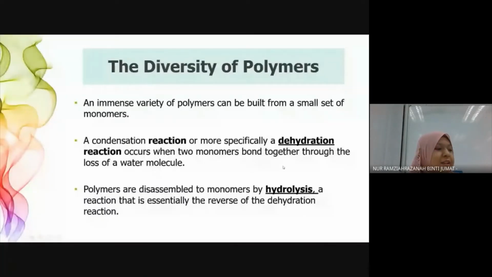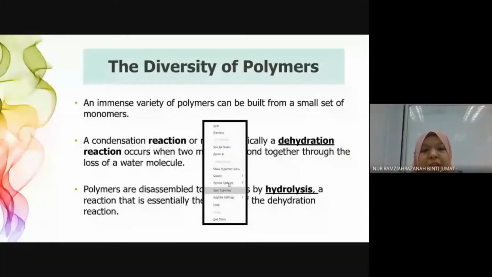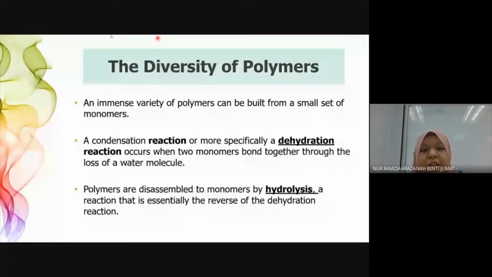When we want to combine all these different monomers to make the polymer, we call the reaction a condensation reaction or dehydration reaction. From the word dehydration, it means that when you want to join 2 monomers together, you remove one molecule of water, or loss of a water molecule. This is how you join the monomers together.